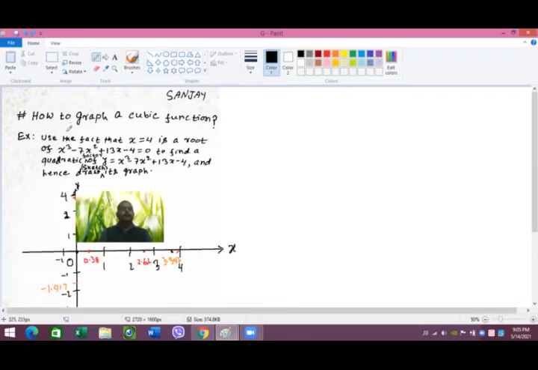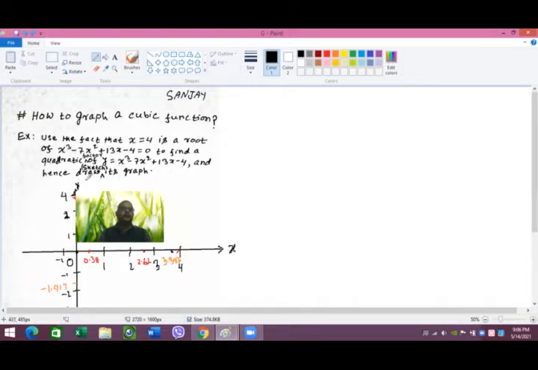Today, we are going to see how to graph a cubic function. So in this example, it says: use the fact that x equals 4 is a root of x cubed minus 7x squared plus 13x minus 4 equals 0. Find a quadratic factor of y equals the same function, x cubed minus 7x squared plus 13x minus 4, and hence sketch its graph.